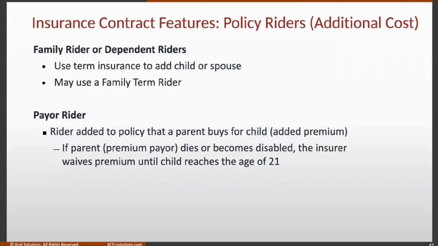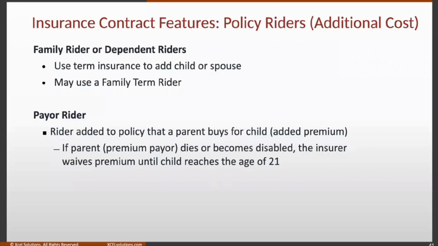We also may use a family term rider, which is one rider added to the whole life insurance policy on the major breadwinner's life. It covers all family members for the same face amount. We could break it out and have separate riders, or we could have just one rider covering everybody else except the major breadwinner for that specific term rider face amount.